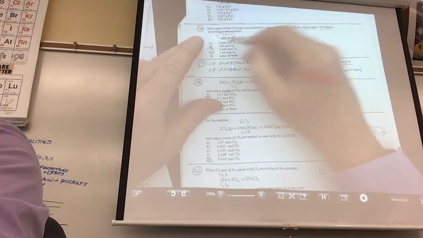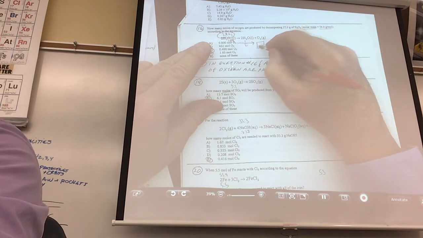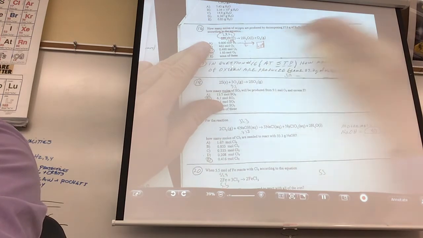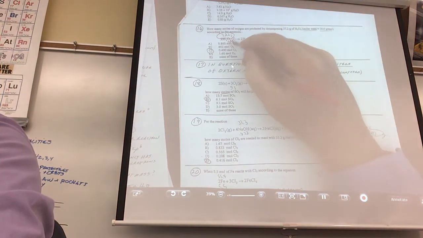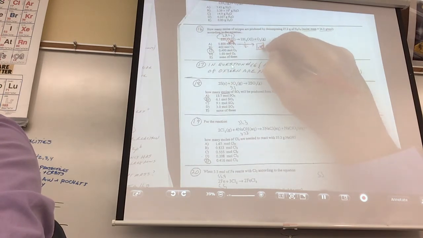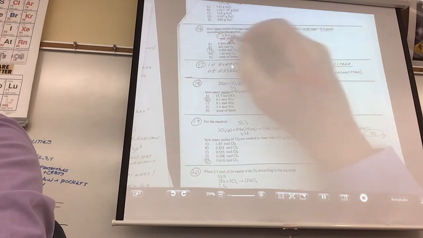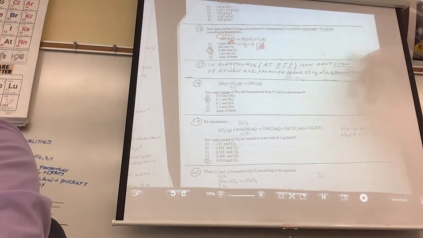2, 1. Got to get smaller. Multiplied by half. You said 0.08, so it's going to be 0.04. Oh, wait a minute. Did you say 0.8 or 0.08? 0.8? My fault. 0.8. Okay, sorry. This would be 0.4 then. Okay. There you go.